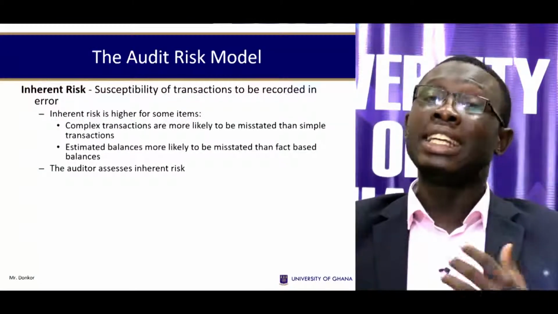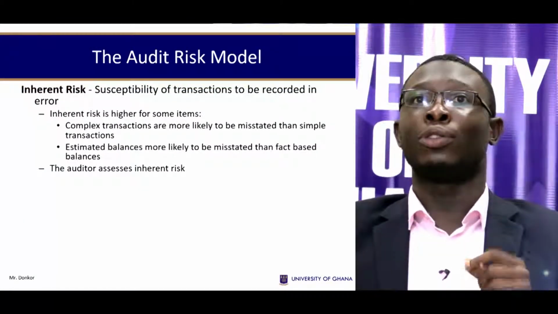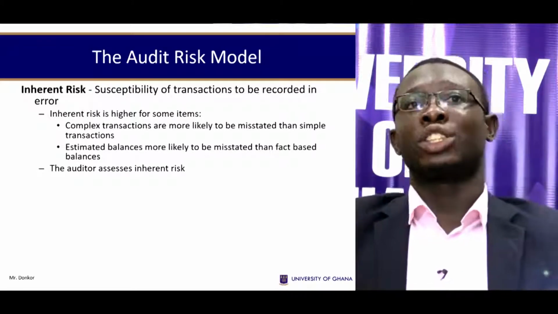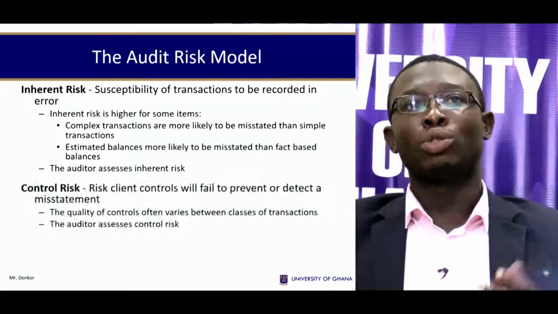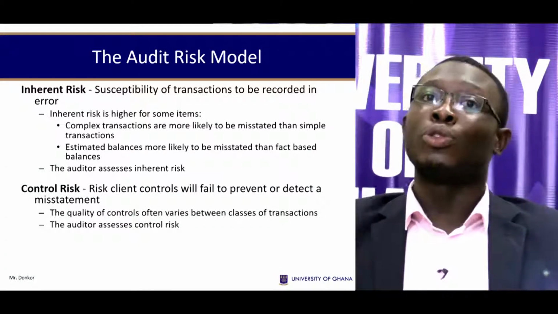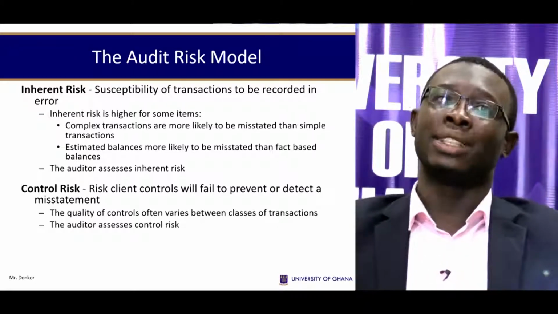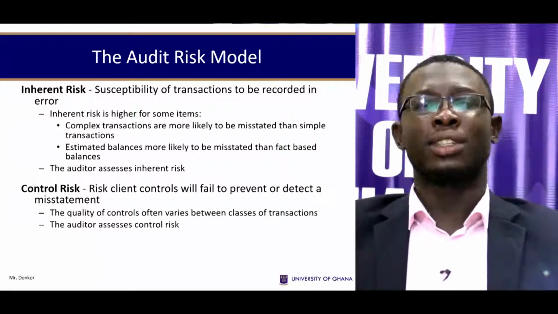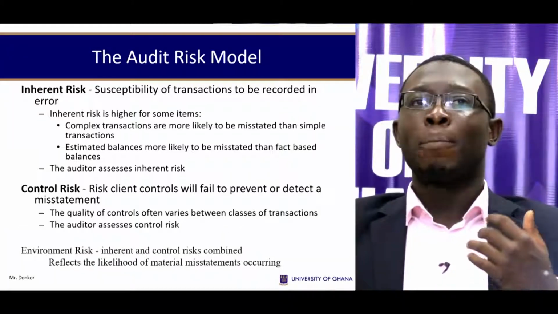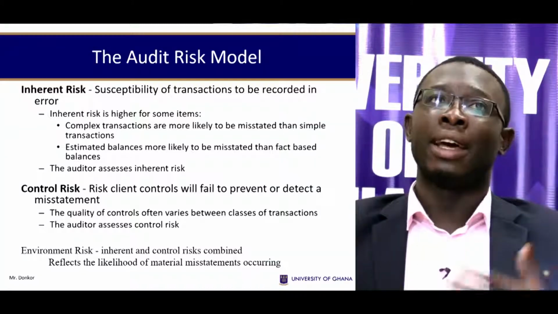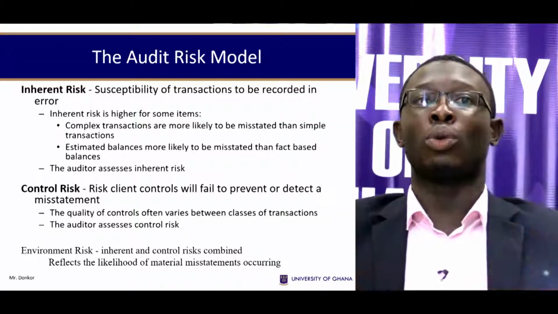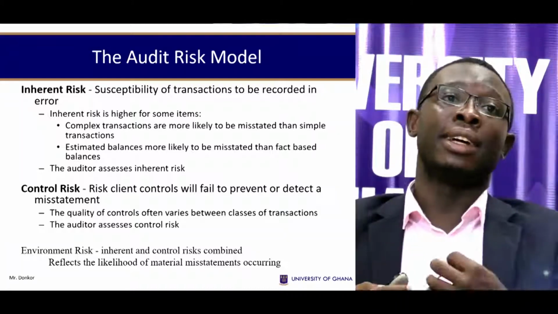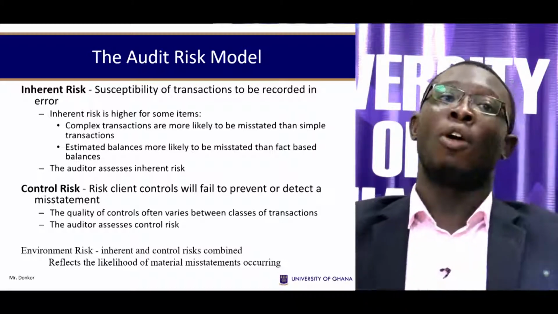The second is the inherent risk, which is the susceptibility of transactions to be recorded in error. That is inherent in the transactions themselves. Then control risk: risk client controls will fail to prevent or detect material misstatement. That is, the quality of controls often varies between classes of transactions. The auditor assesses control risks. The control and the inherent risk constitute what we call the environment risk, since that has to do with the entity, and the detection risk has to do with the auditor.